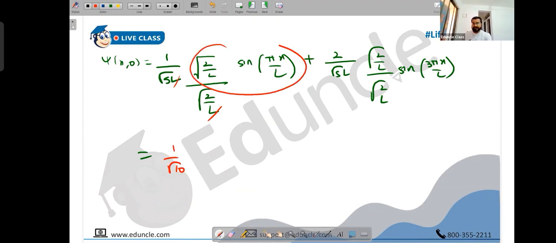Now, what is this now? Root 2 by L sine 1 pi x by L. It means this is psi 1. I hope you have understood this. Because they have given us root of 2 by L sine n pi x by L is psi n. So root of 2 by L sine 1 pi x by L is psi 1.